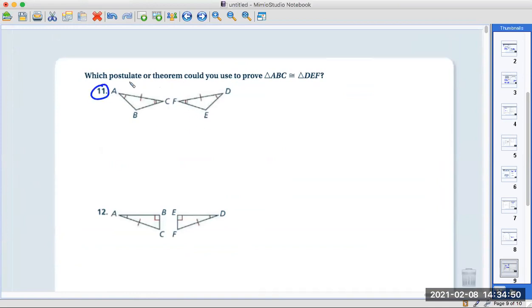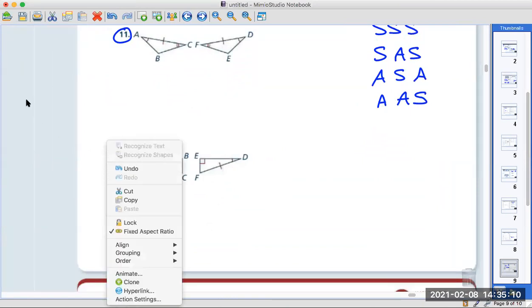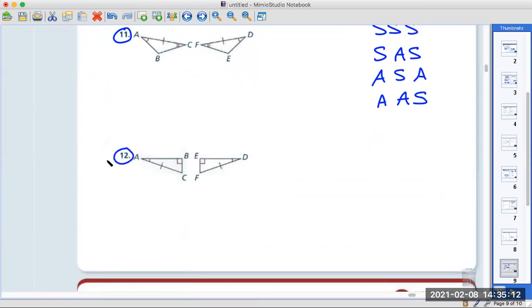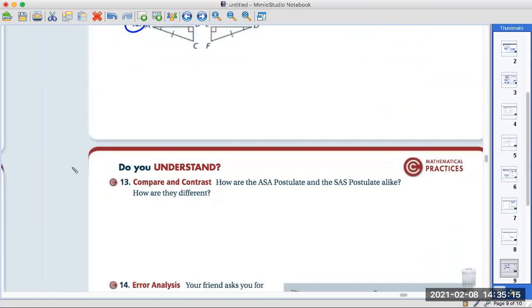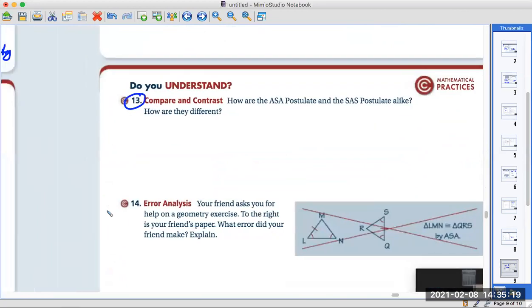Okay, which postulate or theorem? Remember the choices. ASA, AAS. Those are the choices. Write them out as much as you can so you remember. Number 12. Number 13. Compare and contrast. How are they the same? How are they different? Error. Always looking for an error here. Explain where the error is.